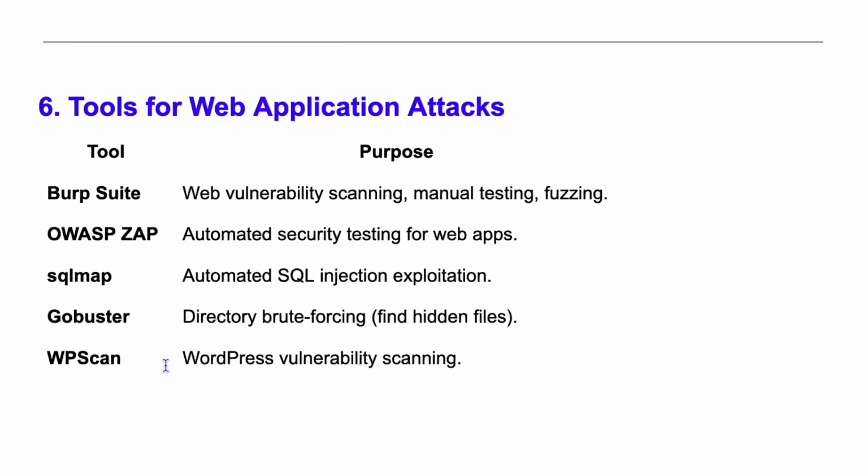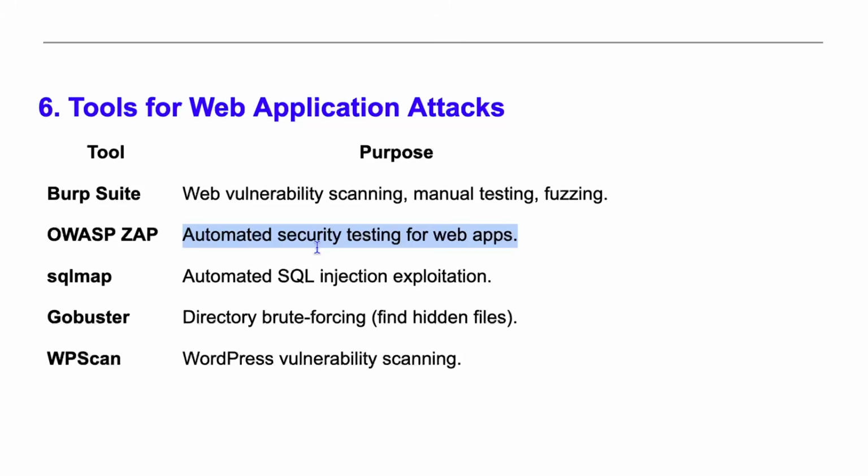OWASP ZAP, which is automated security testing for web applications, is basically a really good vulnerability scanner that's available for free that you can use to create a sitemap. It'll crawl the website for you. It'll try to find vulnerabilities, AJAX vulnerabilities, HTML vulnerabilities, any kind of vulnerability that it can find for you, it will find, and it's really, really powerful. It even gives you severity levels on the vulnerabilities that it has found. It'll give you descriptions on what it found.